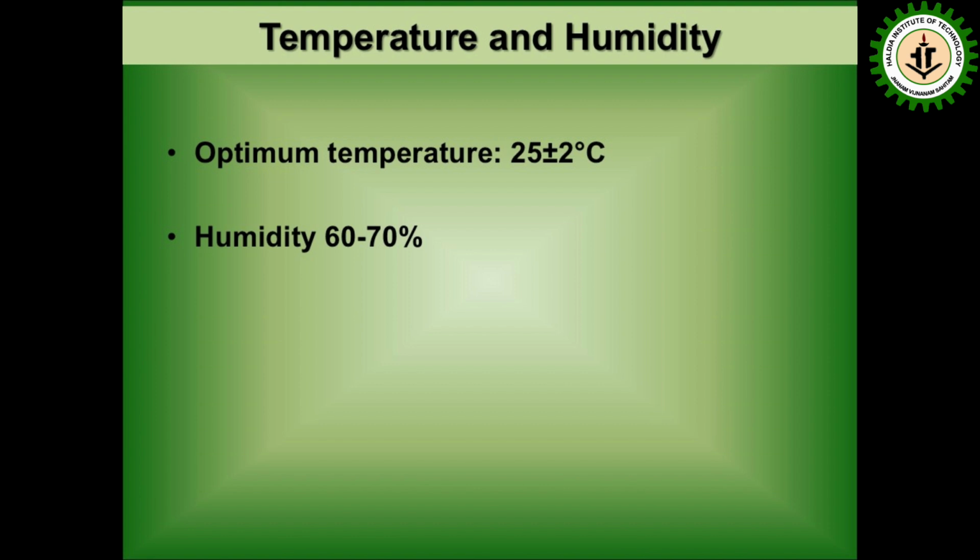This ensures that the plantlets do not dry out during culture while still allowing proper gas exchange in the culture vessel. Both temperature and humidity should be carefully monitored and controlled within the tissue culture laboratory to ensure successful plant growth and development. Adjustments may be needed based on specific plant species and the stage of the tissue culture.